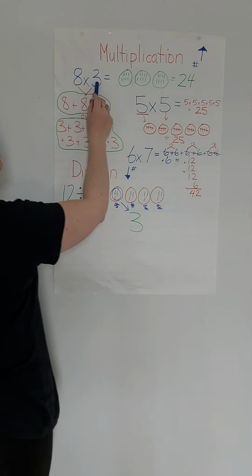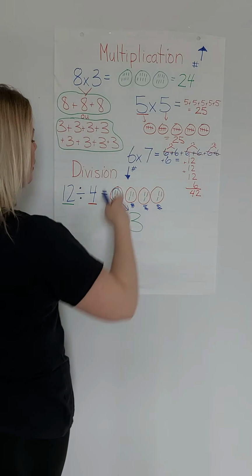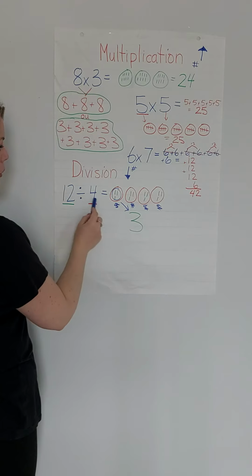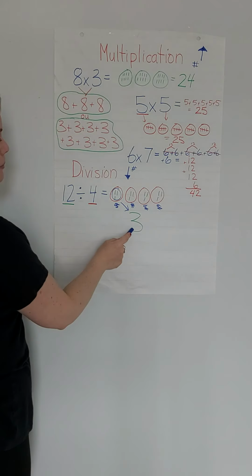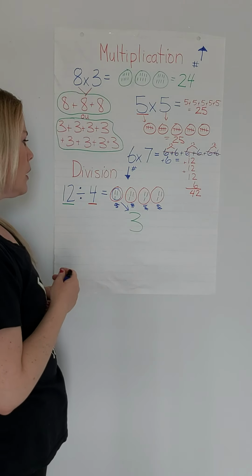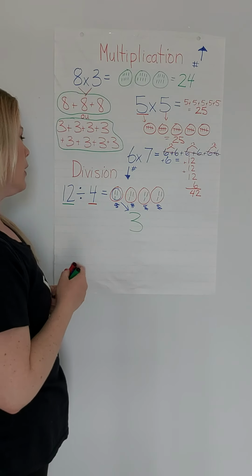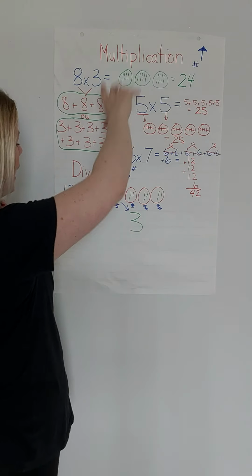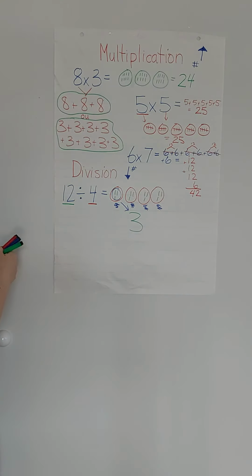Okay, see, 8 times 3, the number is 24. It got bigger. In division, 12 divided by 4, the number got smaller. 3 is smaller than both of these numbers. It's smaller than the numbers, okay? So it goes down, that goes up. Okay, so let's see.